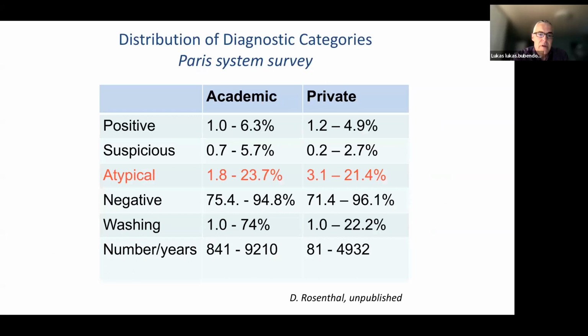So another limitation of cytology has always been the variable proportion of atypical cells being reported in those specimens, irrespective of whether these were academic or private centers. And this was also a pre-Paris system survey done by Dr. Rosenthal, and she found this large variation from 1.8 to almost 25% rate of atypical, which questions the whole endeavor of urinary cytology if we are getting unspecific with vague diagnosis.